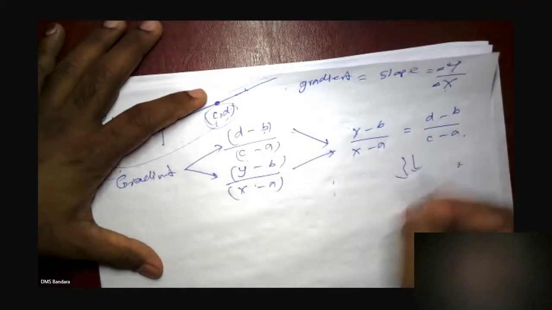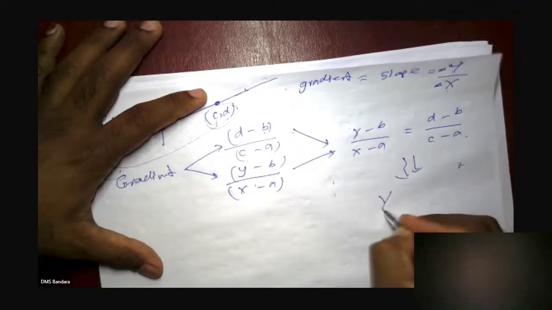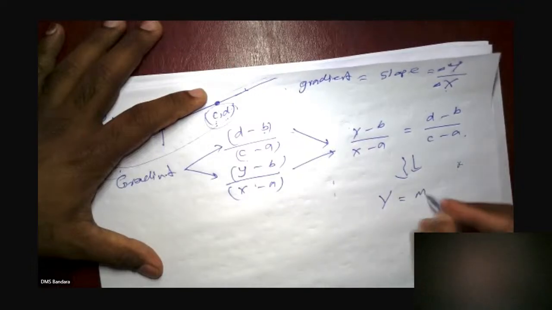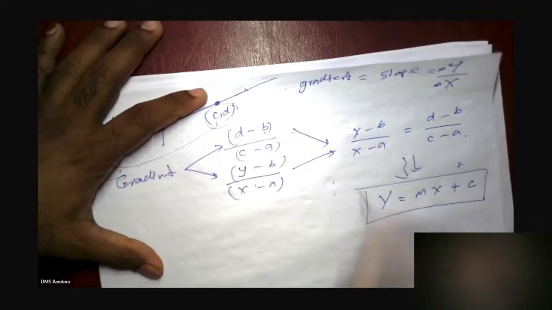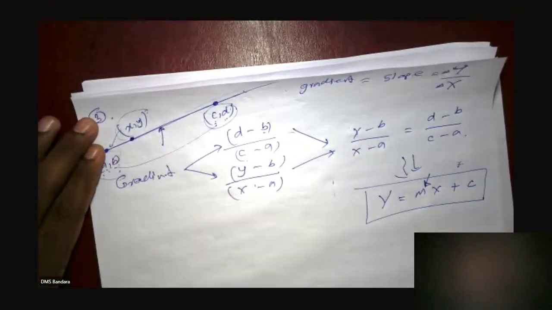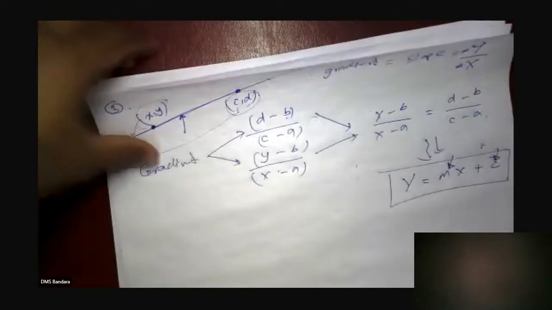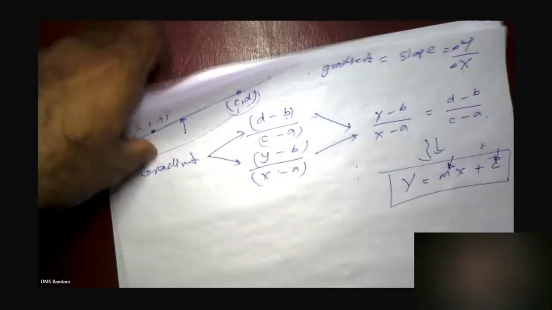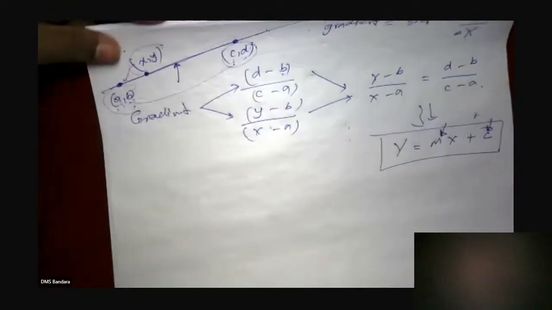When we simplify this as y equals mx plus c, this is the equation of the line. m is the gradient, c is the intercept, right? So this is the theory behind how to find the equation of a line.